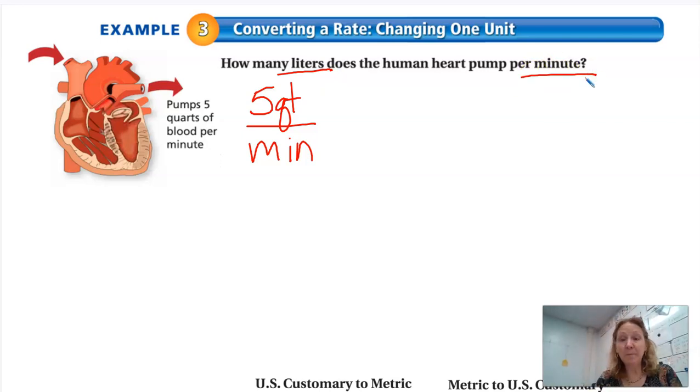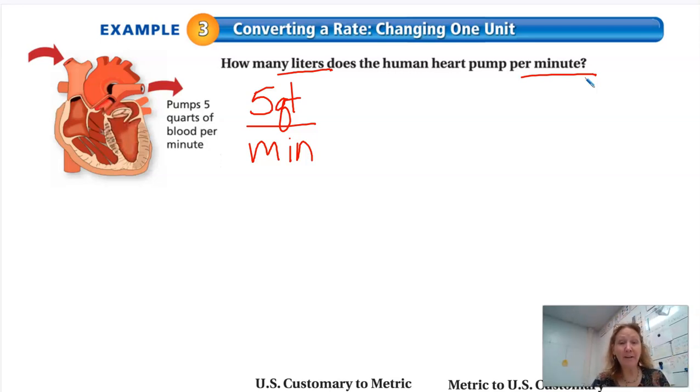So notice it's still per minute, but instead of knowing quarts, I want to know liters, because let's say you're talking to somebody from Europe, Canada, almost the rest of the world uses metrics. We're better with quarts because we're picturing, you know, you go to the store and you buy a quart of milk. You don't necessarily buy liters of milk.